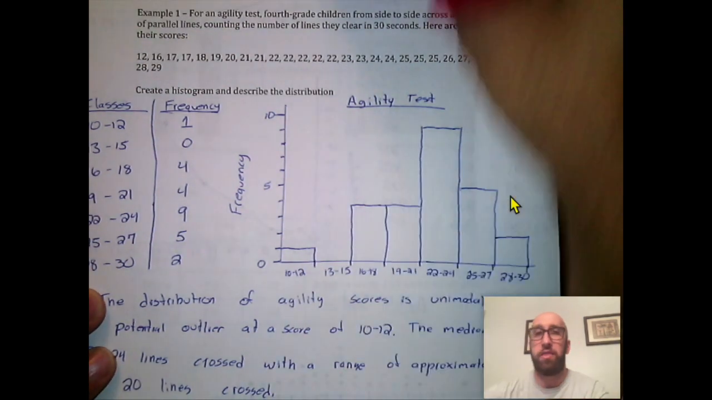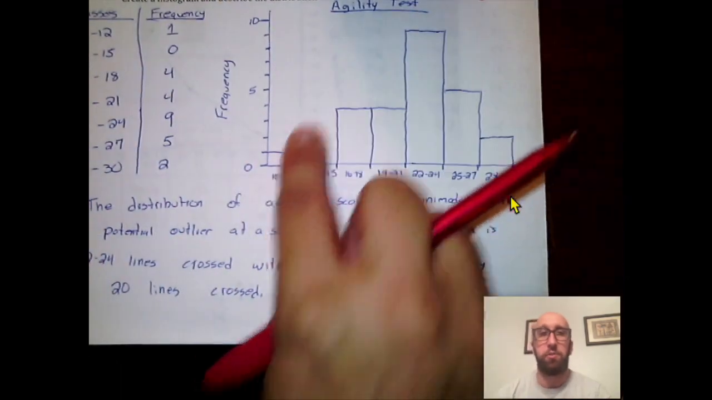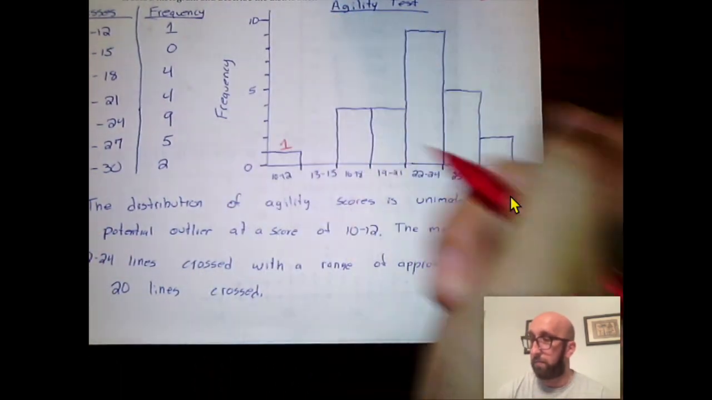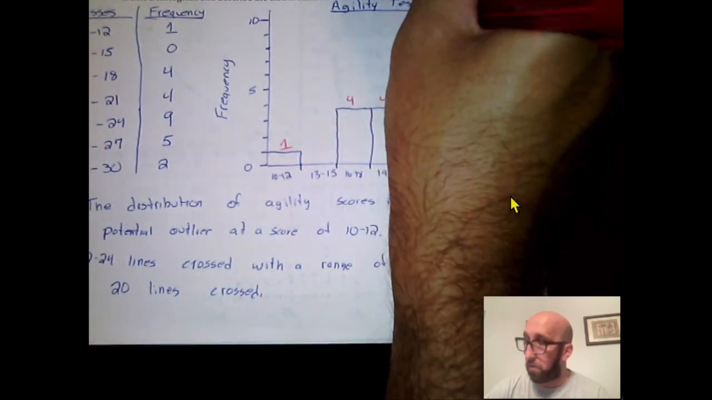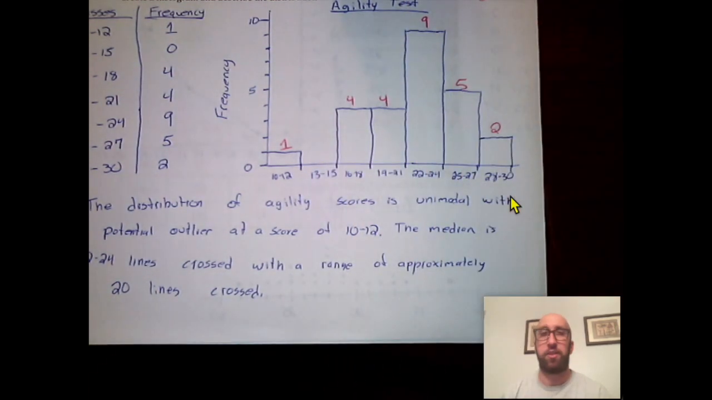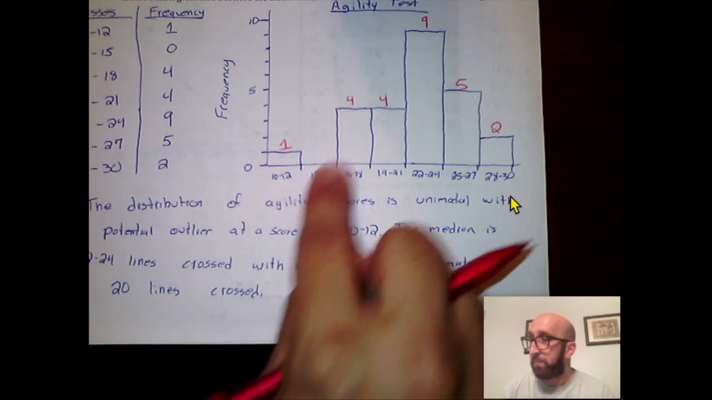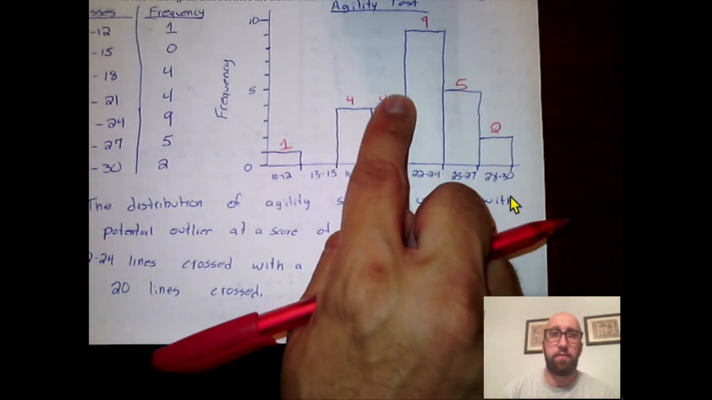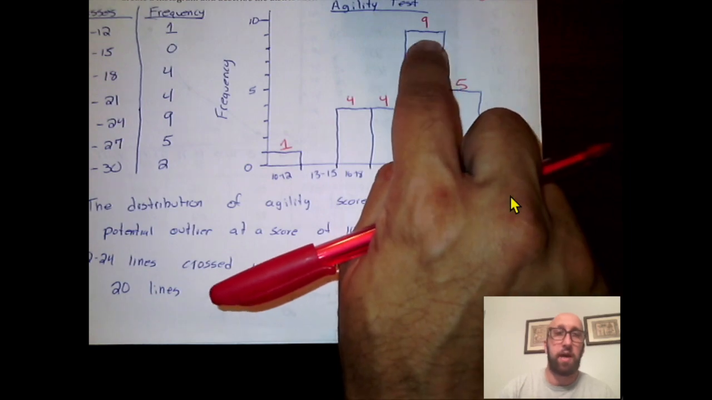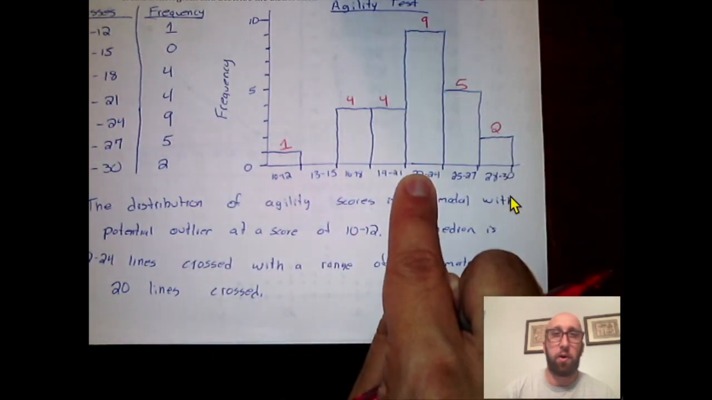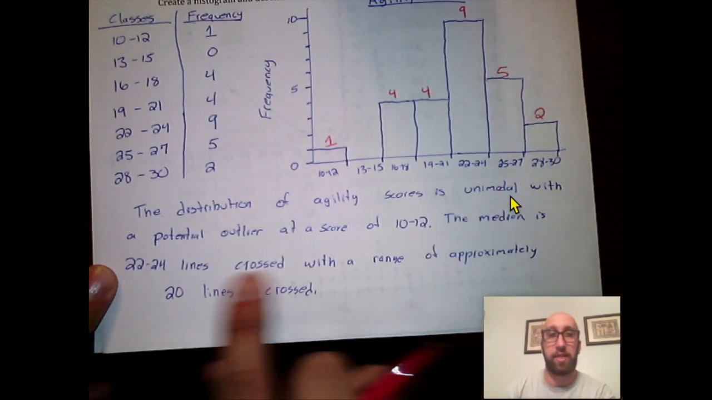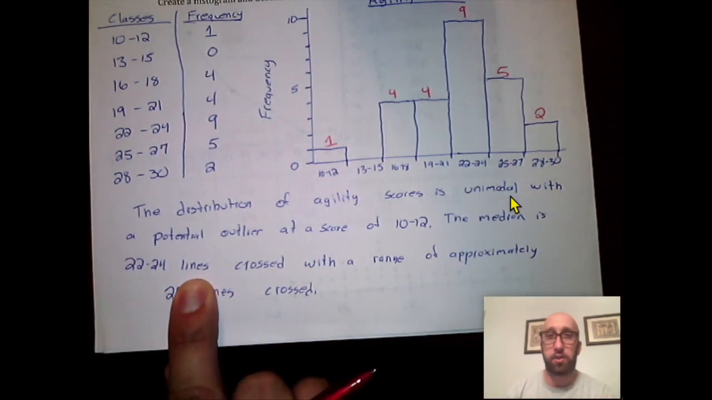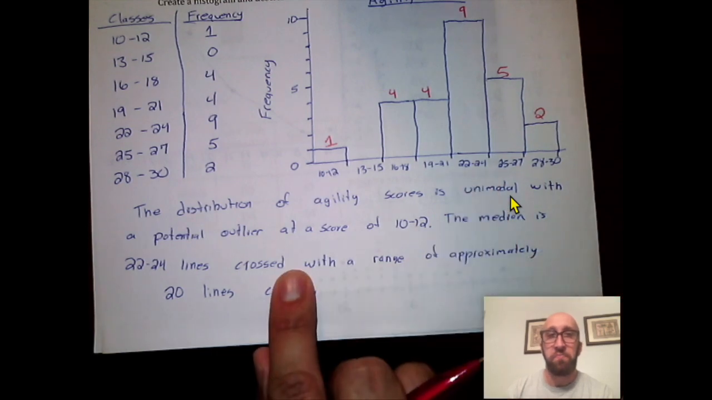So if you're only given the histogram, what I sometimes do is mark on it and say, hey, this had a frequency of 1. This is 4, 4, 9, 5, 2. And then I just start counting till I hit that 13th data point, which was the middle. So there's 1. There's another 4, which gets me up to 5. Another 4 gets me up to 9. I'm going to hit that 13th data point in this bar, in this piece of my histogram. So I know my median is in this category because I don't know the specific numbers. The median is 22 to 24 lines crossed, with a range.